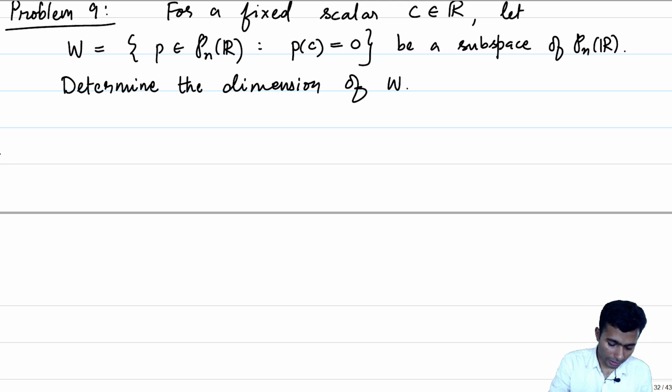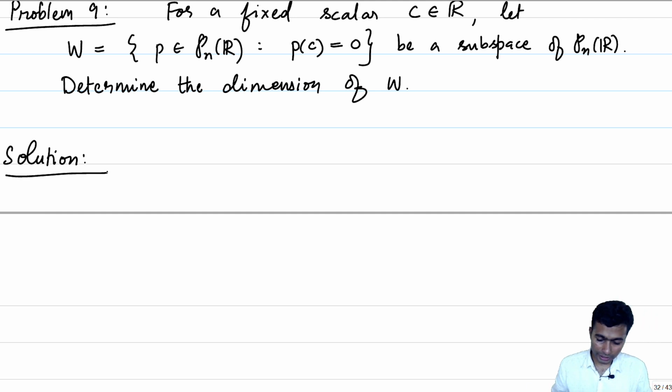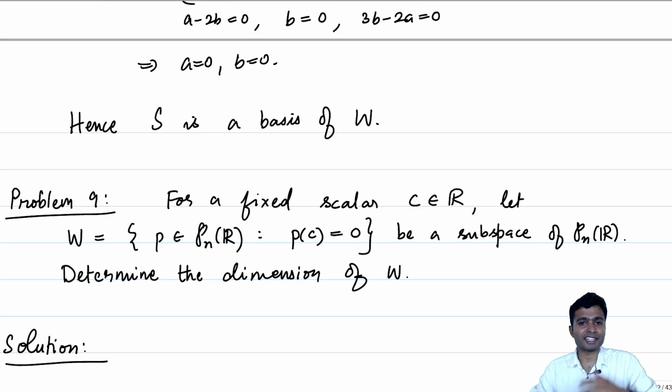Okay, so let us look at a solution. Of course, one needs to check that W is indeed a subspace, even though it is being said that it is a subspace. It's our job to check that, because otherwise there is no question of finding the dimension. But as of now, let me leave that as an exercise for you. Our goal in this problem, however, is to determine the dimension of W.